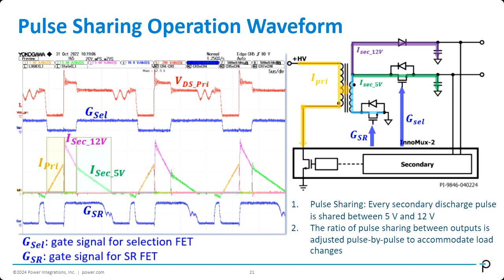And as you can see, we have 3 switching cycles over here, and each switching cycle just looks the same as the other one, completely removing the sub-harmonic frequency that we had before. And you might be asking, is the sharing ratio always the same? And the answer is no. The sharing ratio depends on the loading condition and is adjusted pulse by pulse in order to accommodate for any load changes.